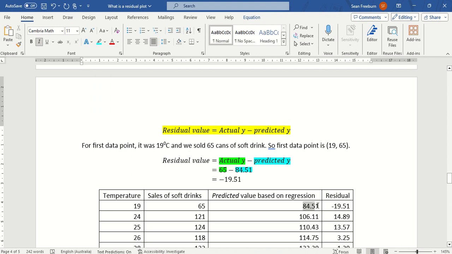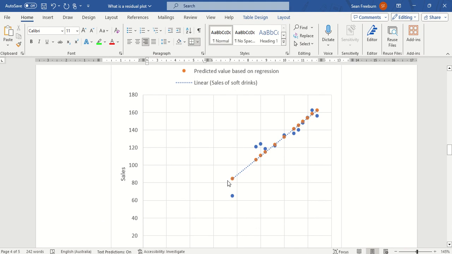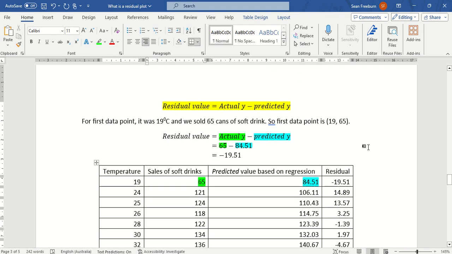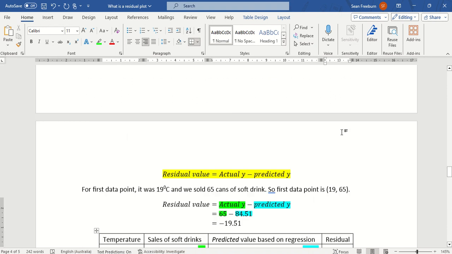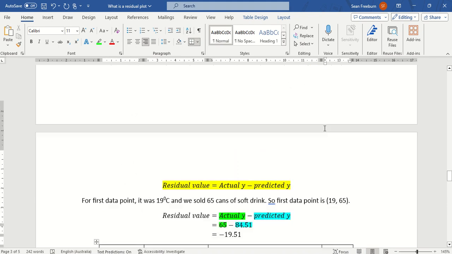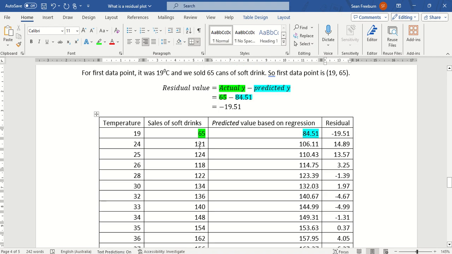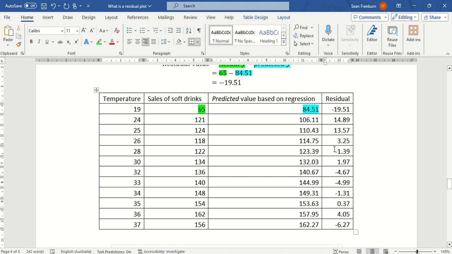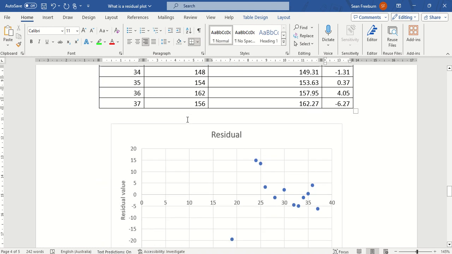So I've got 84.51 down here and 65 here. I actually sold 65, but my model is saying I should have sold 84. See how there is a discrepancy. So if I subtract those two figures, I end up with a residual of about negative 19. Actual minus predicted. So if I go 65 minus 84, I'm going to end up with a negative. I do that for every single data point. Now, clearly that's very tedious. You might want to do that using Excel, but if it's a smaller data set, there's nothing saying you can't do it manually.